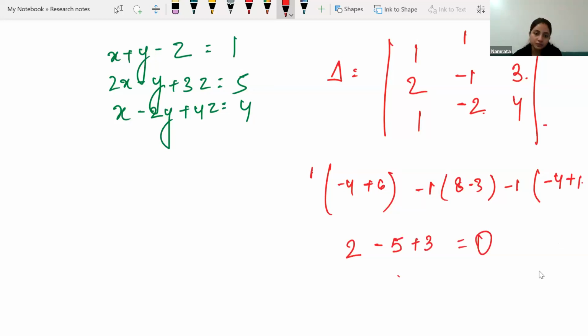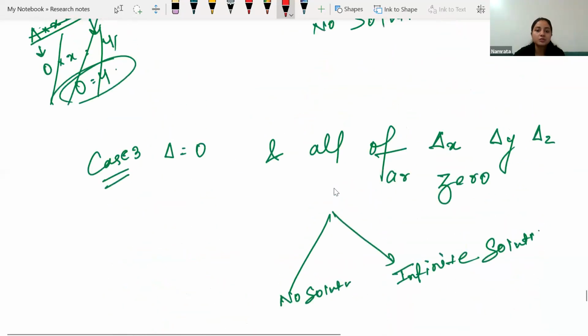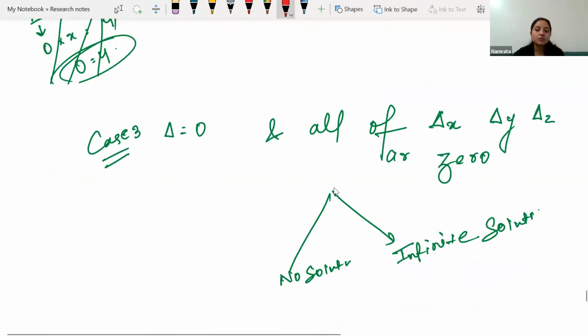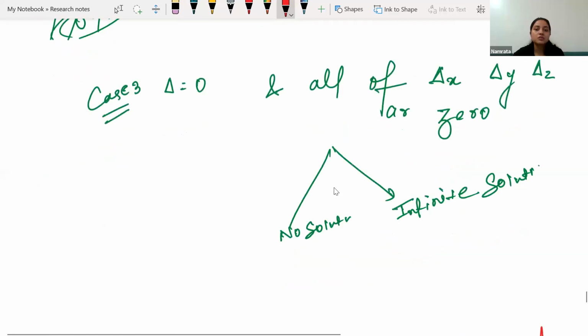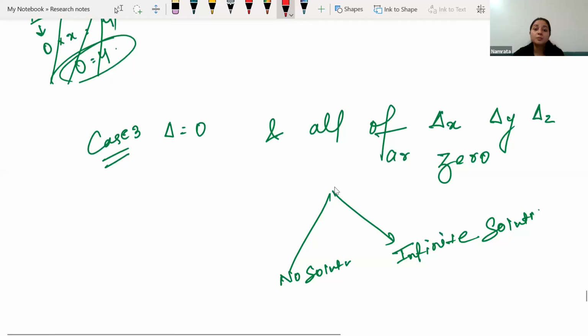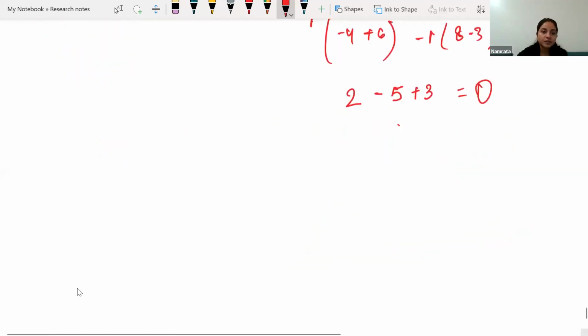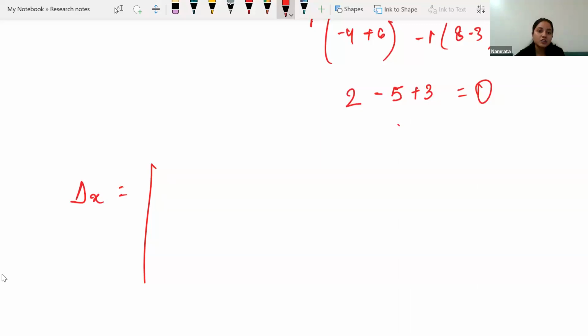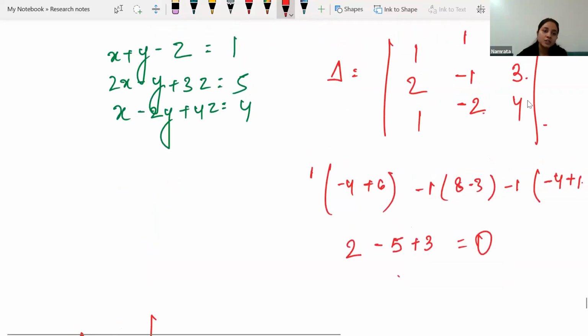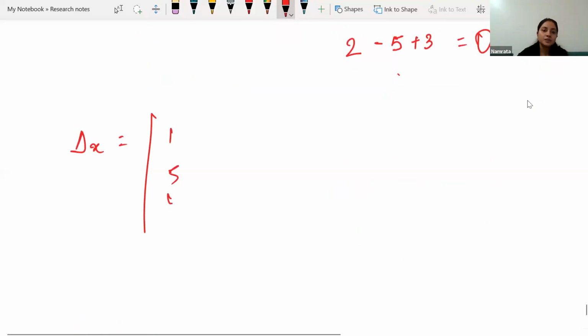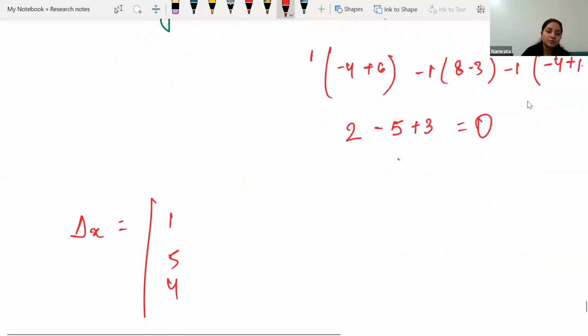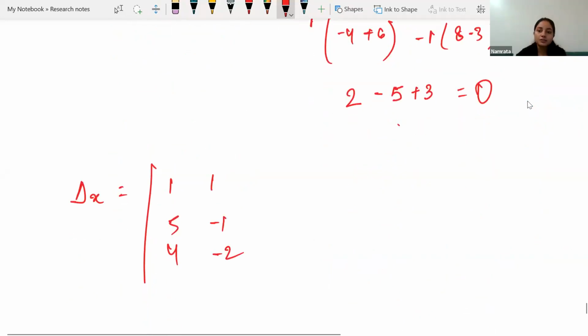Can you see? When delta is equal to 0, then two cases can occur. Either there will be no solution or infinite solution, but we need to check delta x, delta y, delta z. Okay, so let's check it quickly. Let's check delta x. In the place of x, we will be writing 1, 5, 4, the other side values. So let's write it. We will be having 1, 5, 4 here. The remaining will be the same: 1, minus 1, minus 2, and the other one is negative 1, 3, 4. Please check it. What are we getting over here?